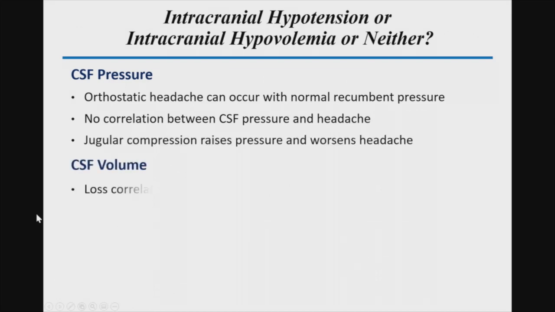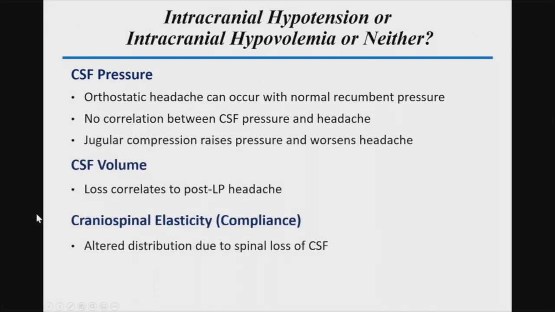So, for a long time, the debate existed: intracranial hypotension, intracranial hypovolemia, or neither. CSF pressure: the headache can occur with normal pressure, no correlation between pressure and headache. Jugular compression raises the pressure, the headache gets worse. Maybe volume. The concept that's coming along is we've been looking at the wrong things. It may in part be related to compliance. And you heard earlier today that part of the pulsatility of the blood vessels is managed by changing spinal fluid distribution.